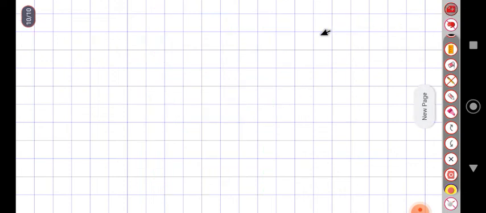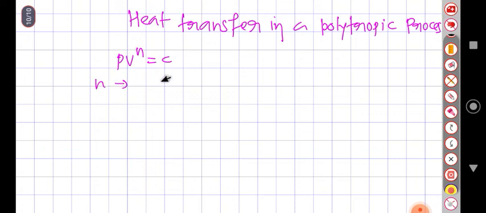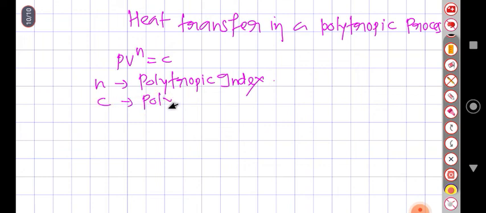And also we have seen the heat transfer. Now we'll see the heat transfer in a polytropic process. See, PV raised to n is equal to constant, right? So n is here the polytropic index. The C is the polytropic constant.